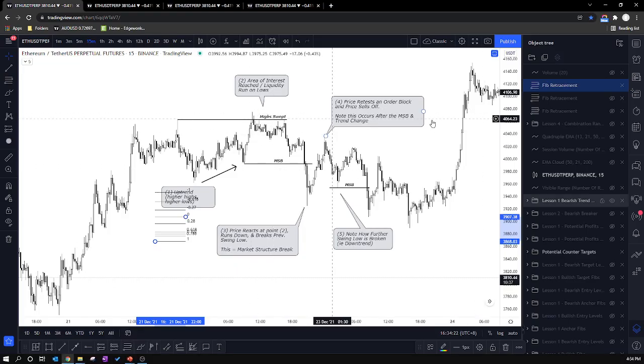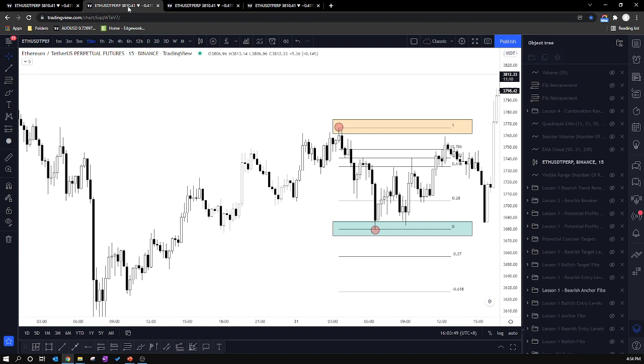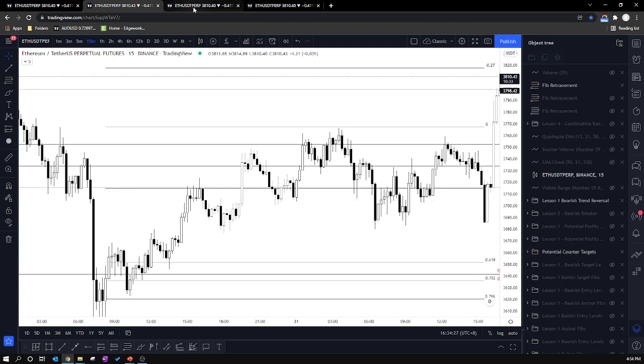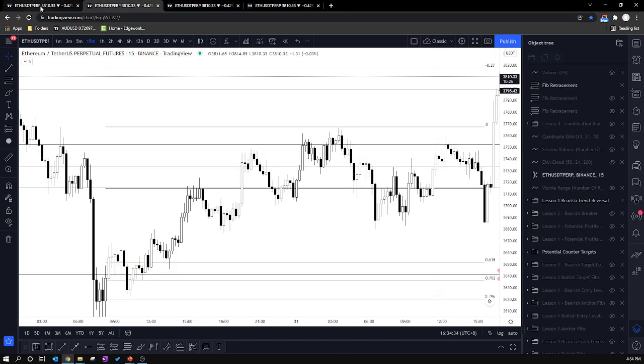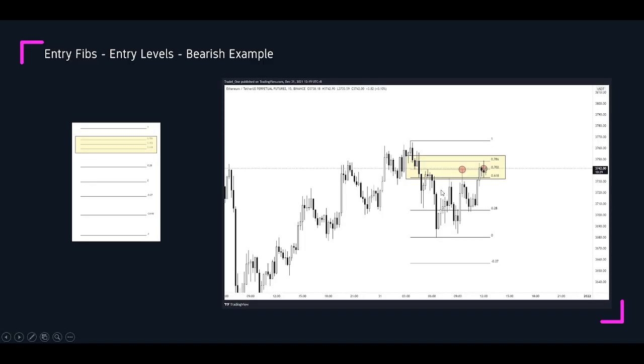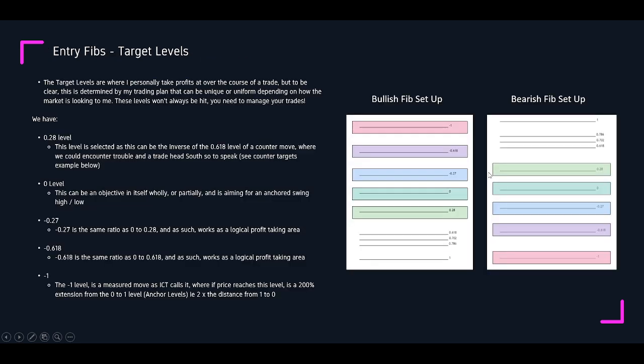So let's just go and have a look at that, because it was on Ethereum, but it's not there. I will come back to that anyway. I'll mark myself up. But yeah, this is the optimal trade entry zone, as ICT calls it. So you can go on again, check his content out on YouTube as well.